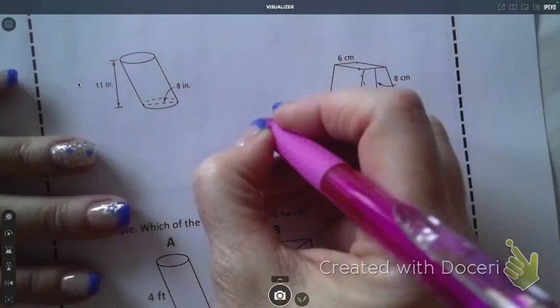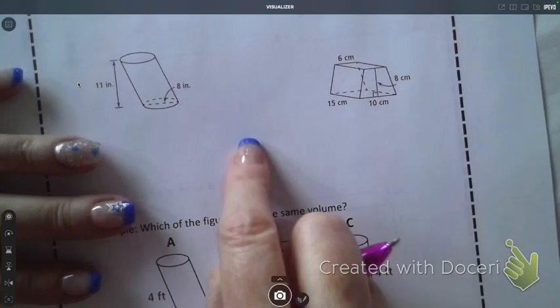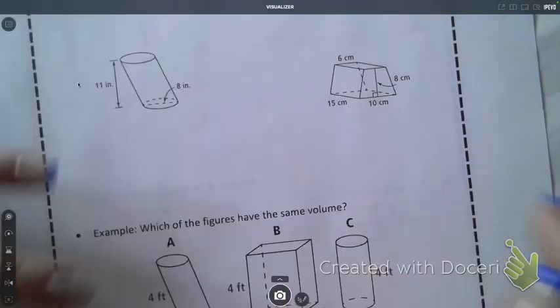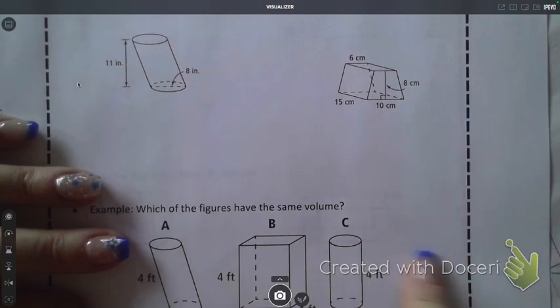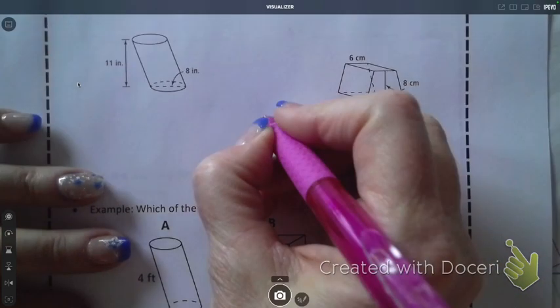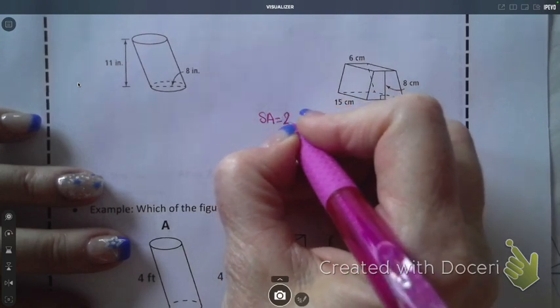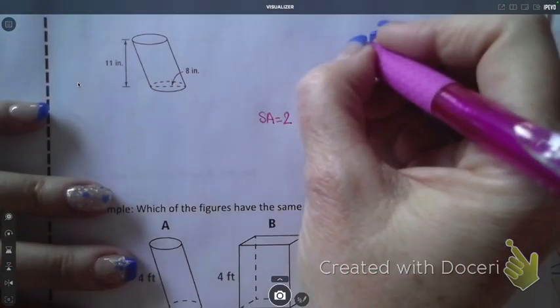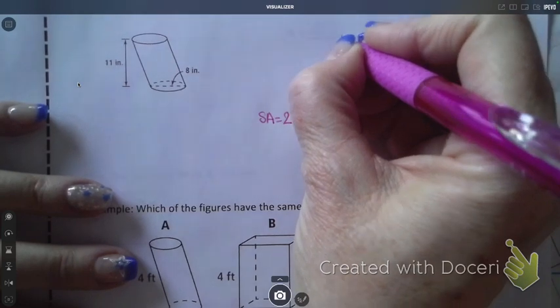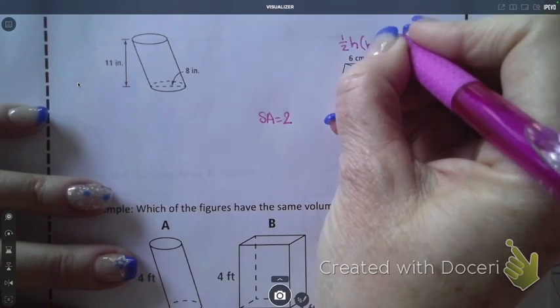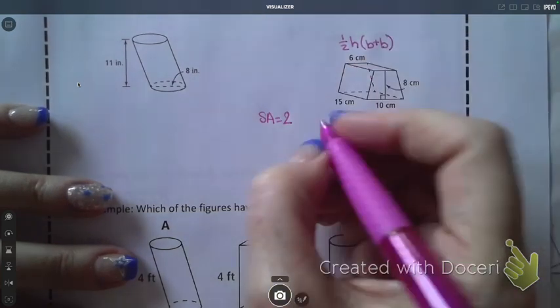Okay, so surface area, and there isn't a whole lot of room, so you might want to come over here. I don't know why I didn't move them up. Okay, so surface area. I have 2 times, what's the area of a trapezoid? Because a lot of you messed this up. Height times base plus base. 6 plus 10 times 8. Okay. What's the height?